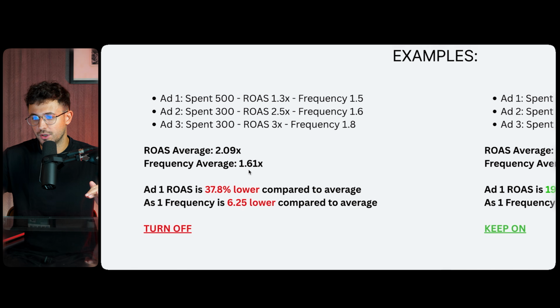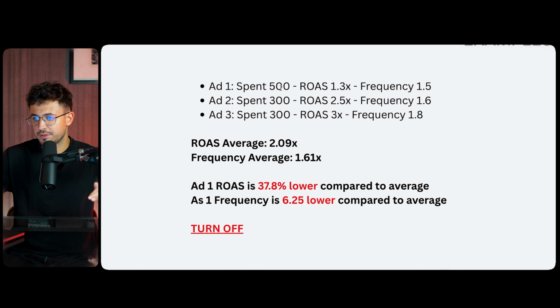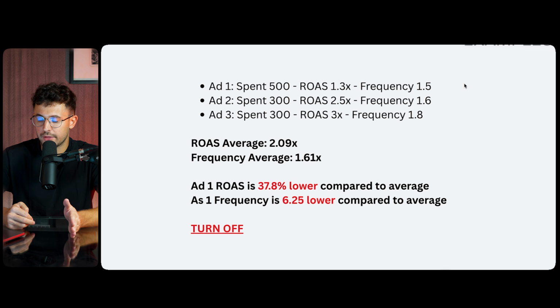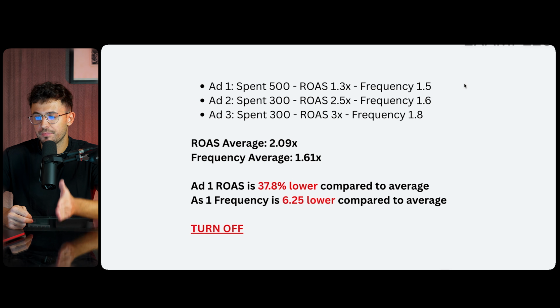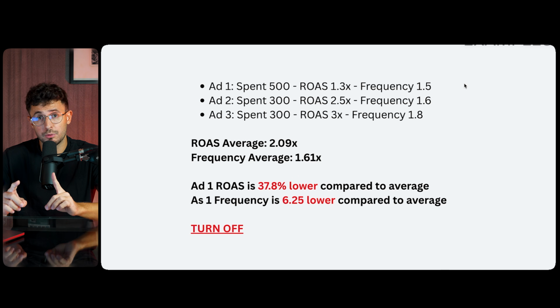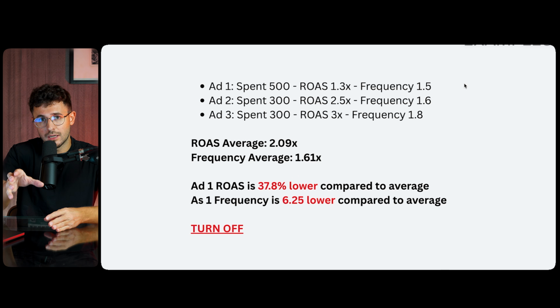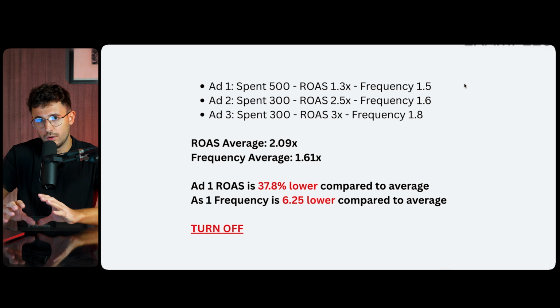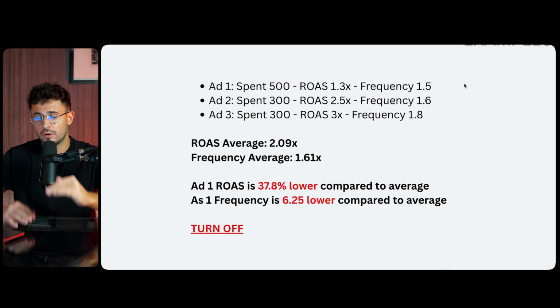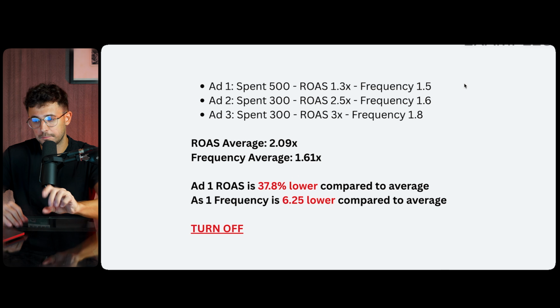Let's think about this situation here, okay? You have ad number 1, spend 300 with a ROAS of 1.3, frequency 1.5. Ad number 2 spent 300 with a ROAS of 2.5 and a frequency of 1.6. Then you have ad number 3 that spent 300 with a ROAS of 3x and a frequency of 1.8. Why put the frequency? Because if you don't know yet, when the frequency is higher, it means that the ad is targeting the middle and bottom of funnel when it's above 2. When it's less than 2, around 1.5, 1.6, 1.7, it means that it's most likely targeting the top of funnel.